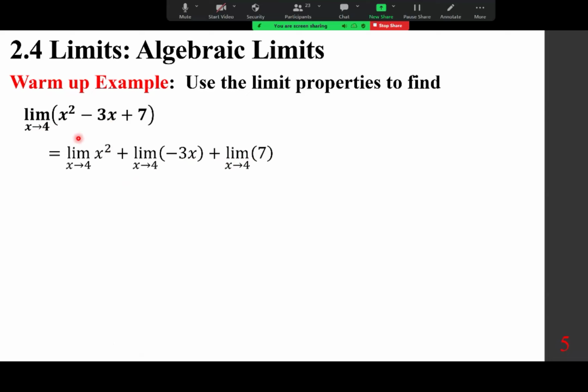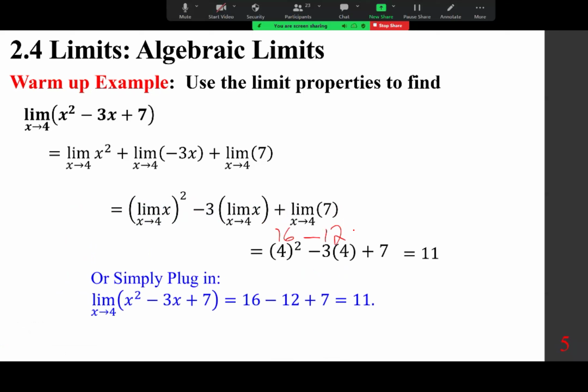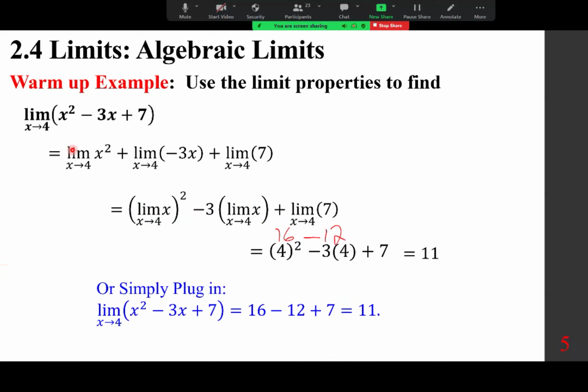According to the limit laws, this is the limit of x as x approaches 4, to the second power, and this negative 3 comes out. When we have the limit of x as x approaches a, you can replace it with a, in this case 4. So this is 4 squared minus 3 times 4. A constant is itself. 16 minus 12 is 4, and 4 plus 7 is 11. Or as we've been doing, just plug in: 4 squared minus 3 times 4 plus 7 equals 11.